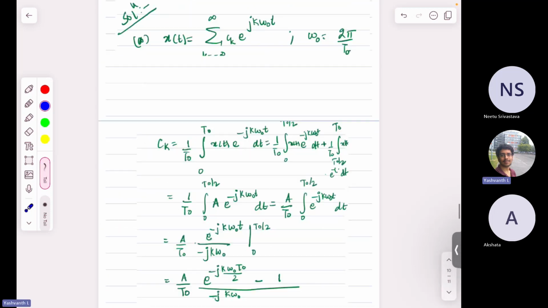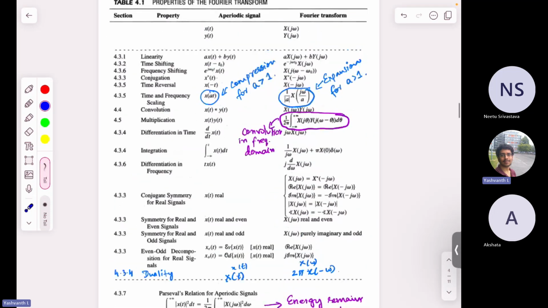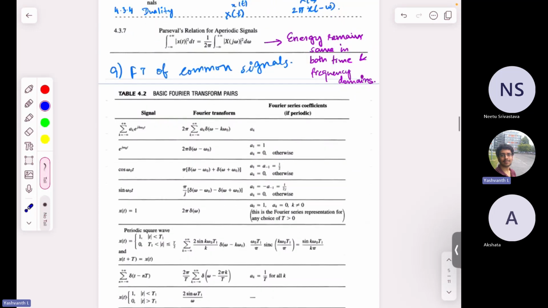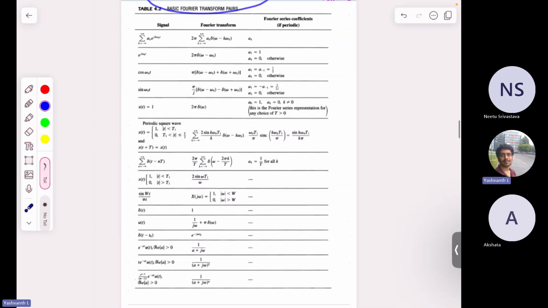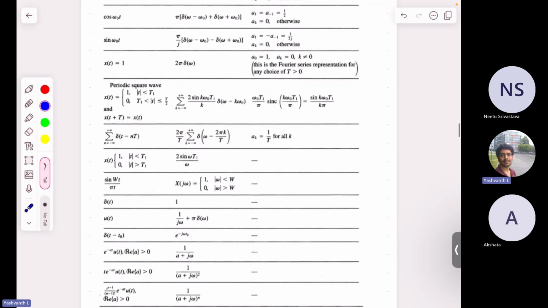Okay, let's now go back to our discussion. So that was basically all the properties of Fourier transforms that we had studied. And now there are some Fourier transforms of common signals. I'm not going to go through these in detail. It's available in Oppenheim or in my notes also. You can just go through it.